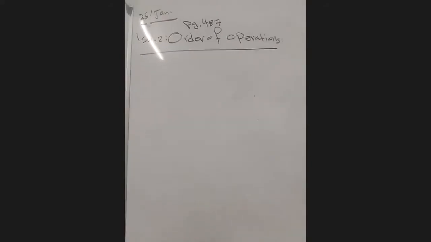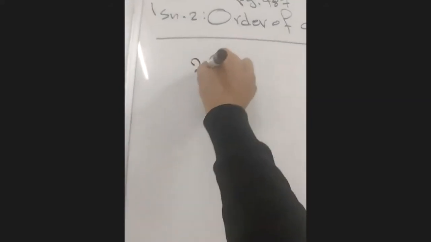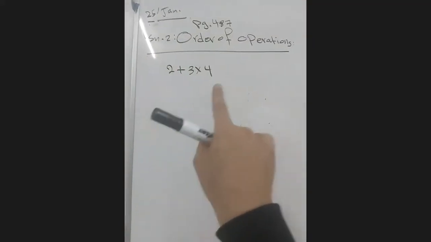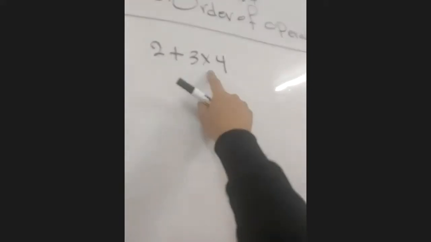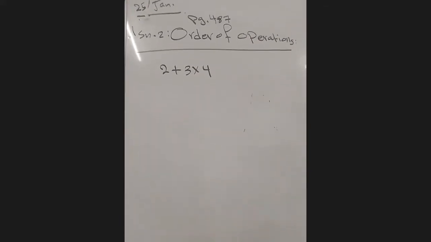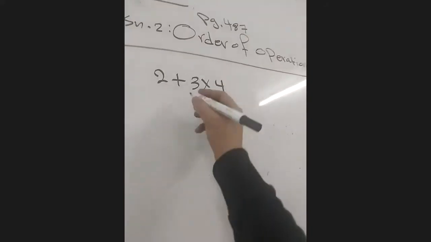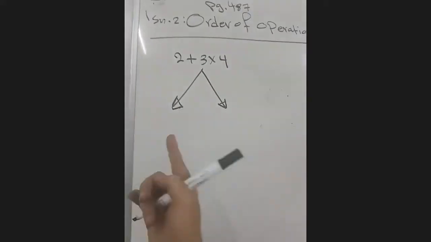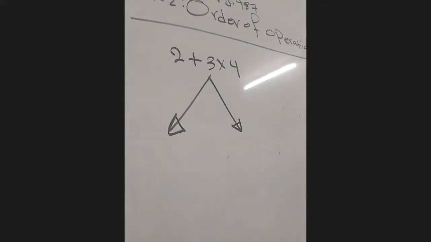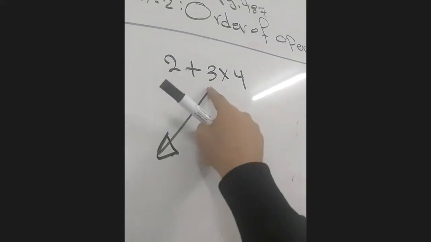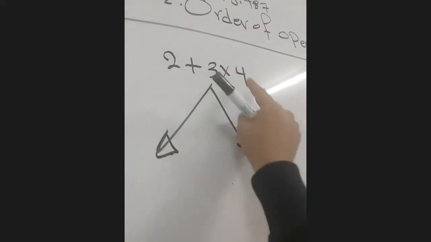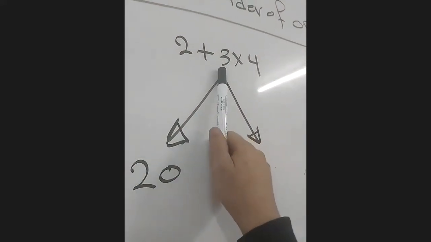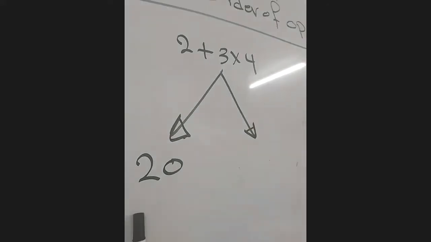For example, if we have 2 plus 3 multiply 4. Here we have addition and multiplication. Now we have 2 ways to solve. Look here, guys, and I will solve this question in 2 ways. First way, I will say 2 plus 3, 5. 5 multiply 4, 20. Okay?